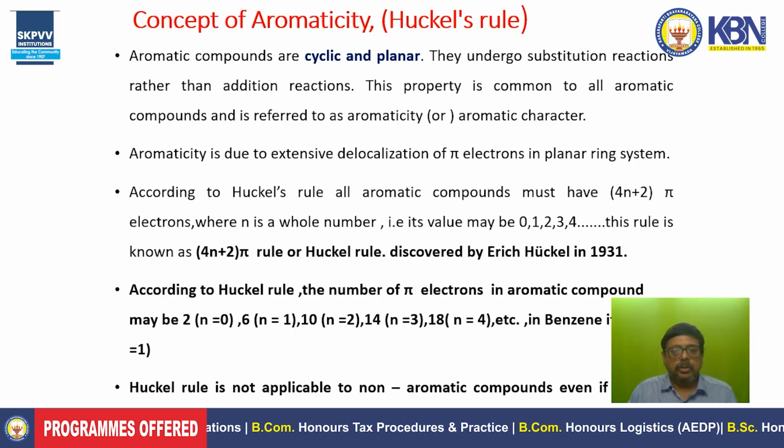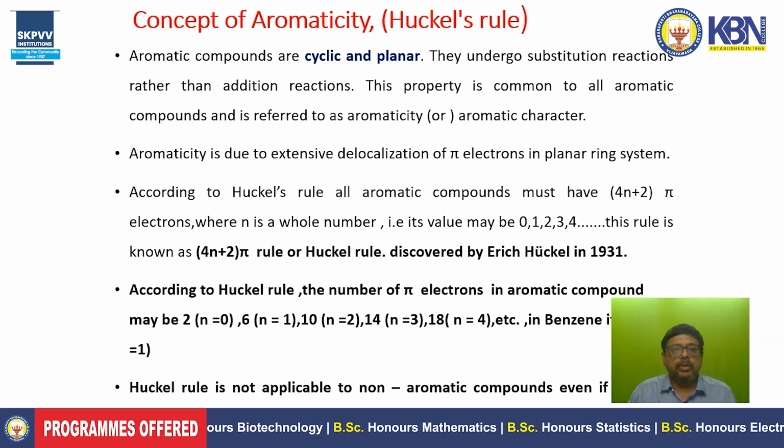Huckel rule. According to this rule, all aromatic compounds must have 4n plus 2 pi electrons, where n is a whole number, that is, its value may be 0, 1, 2, 3, 4, and so on. This rule is known as the 4n plus 2 pi rule or Huckel's rule. It was discovered by Erich Huckel in 1931.